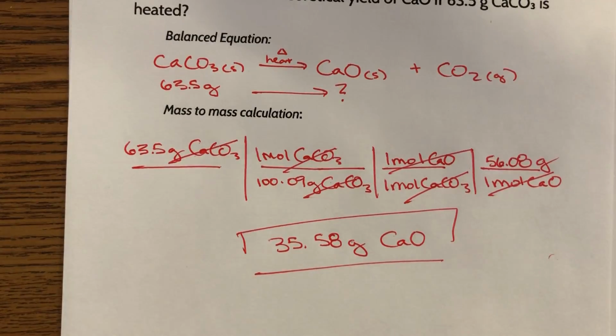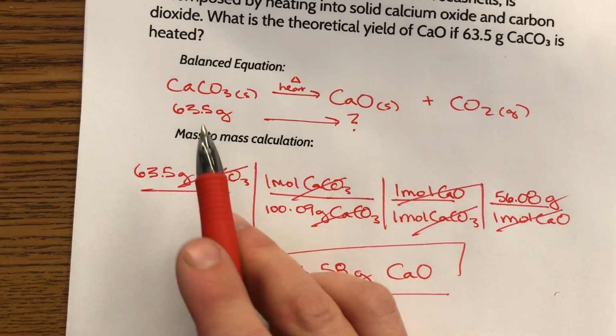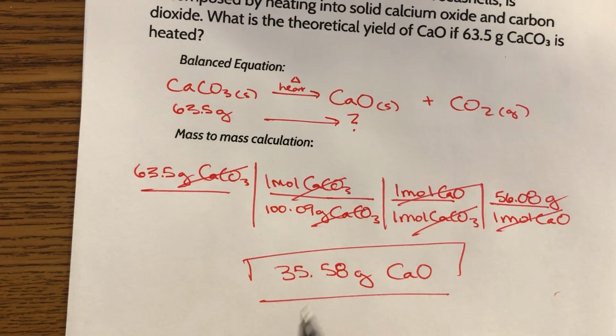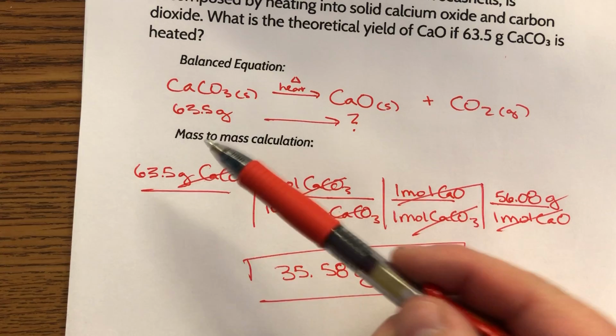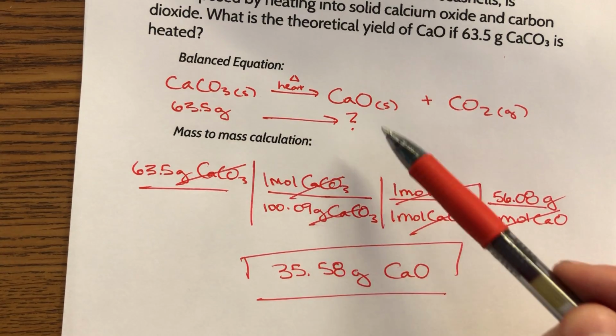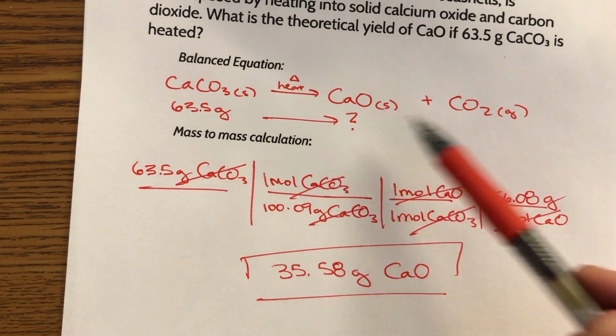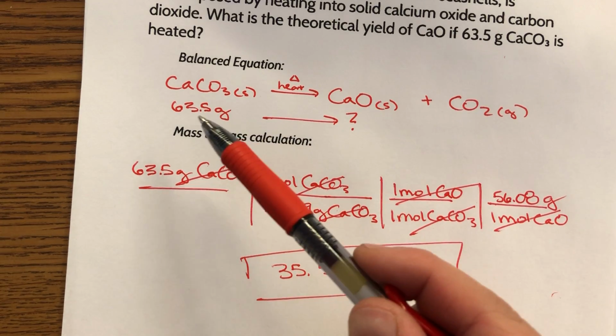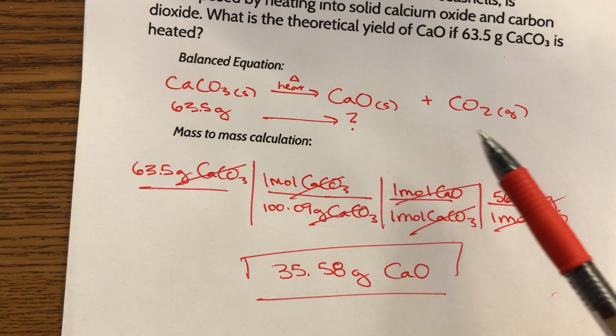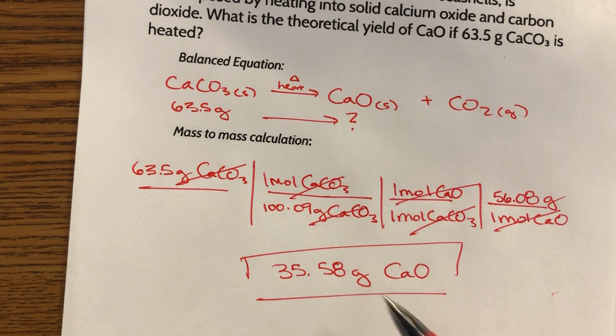If we were in a perfect system and we did this equation, we could make the maximum of 35.58 grams of calcium oxide. And this number makes sense because it's less than the starting mass. If we're decomposing, we're making two products, and this is only one side of the products, so it has to be less than this amount because the other mass is going to go into carbon dioxide. So this makes sense to me. And it's about the same weight, so it's making sense to me about what this would be.